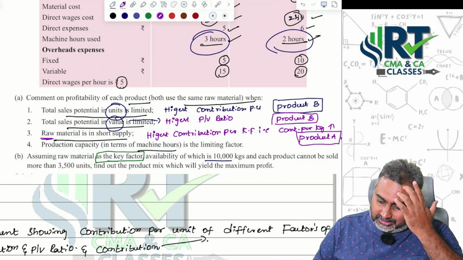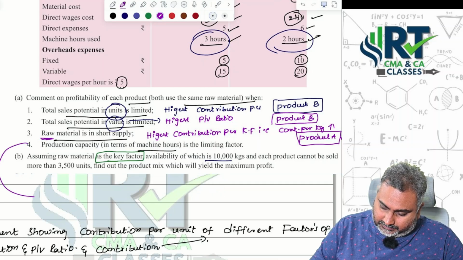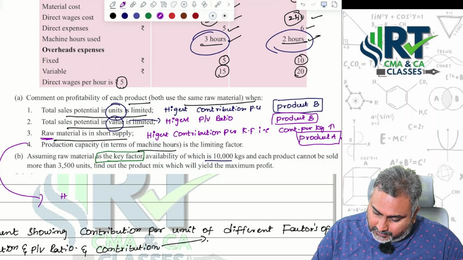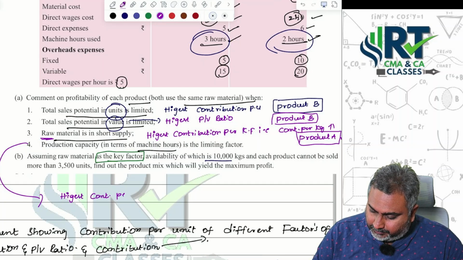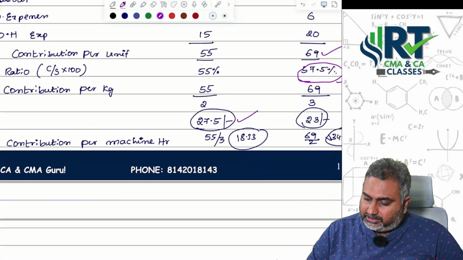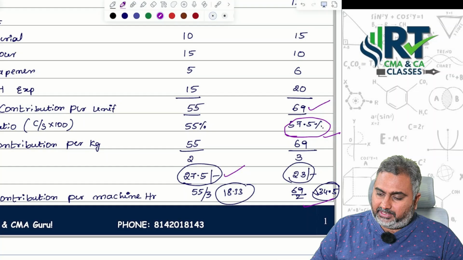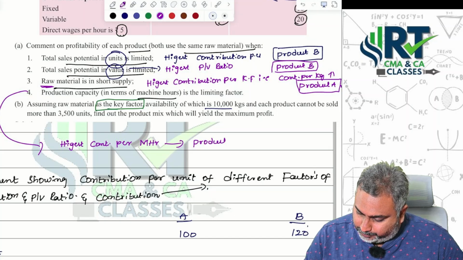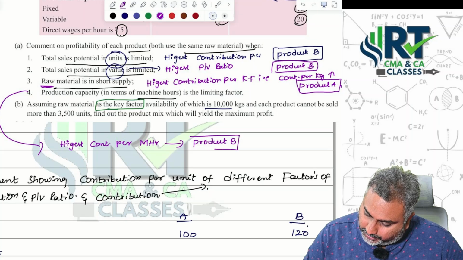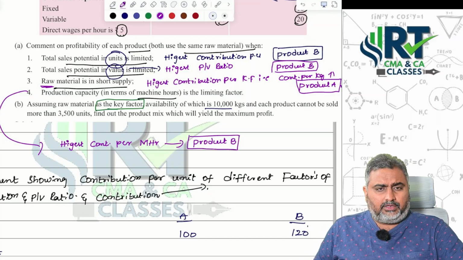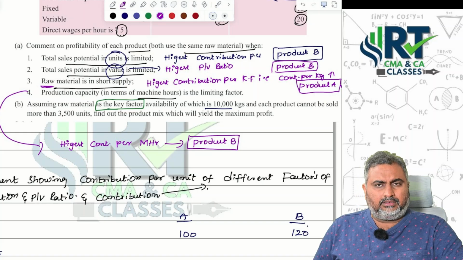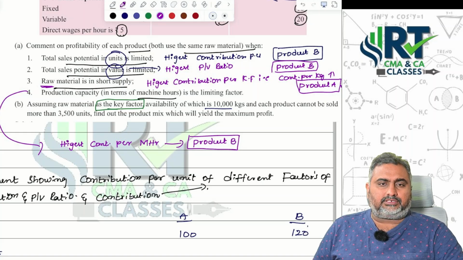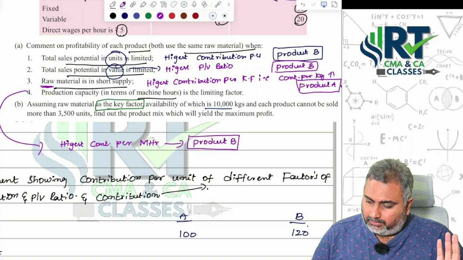Last one, sir. In case your limiting factor is machine hours, what is the thing? Highest contribution per machine hour is selected. Which is giving you the highest contribution per machine hour? B, sir. Once again, that is product B. Out of 4 times, only one time we are selecting product A. In all the remaining situations we are selecting product B only.